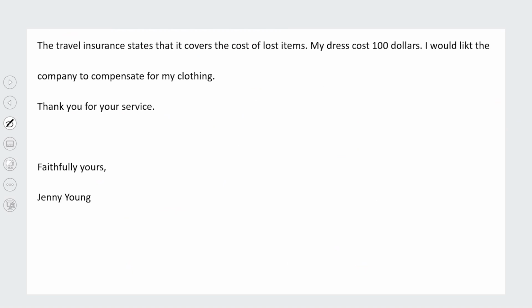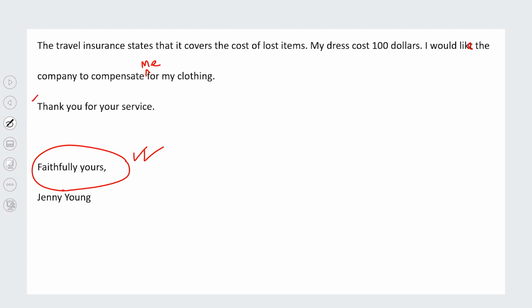The travel insurance states that it covers the cost of lost items. My dress cost $100. I would like the company to compensate for my clothing. I would like the company to compensate who? Me, for my clothing. Okay. Thank you for your service. Faithfully yours, Jenny Young. Okay. So this is a really good way to end a formal letter. Faithfully yours. Excellent. Thank you for your service.